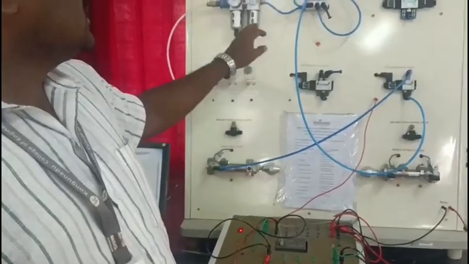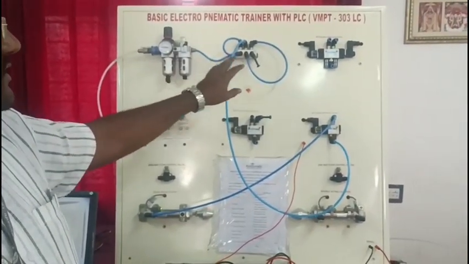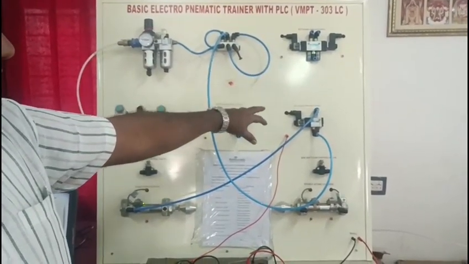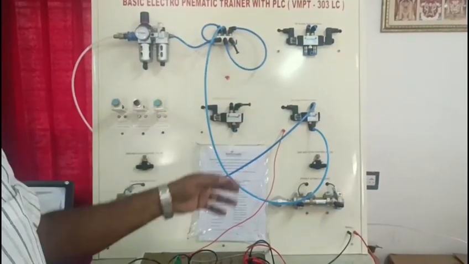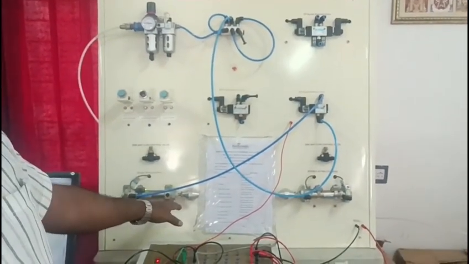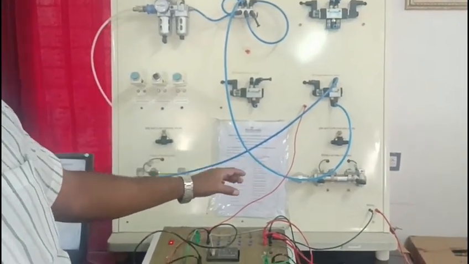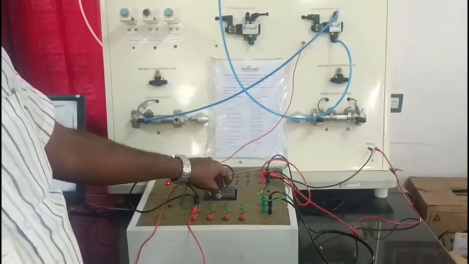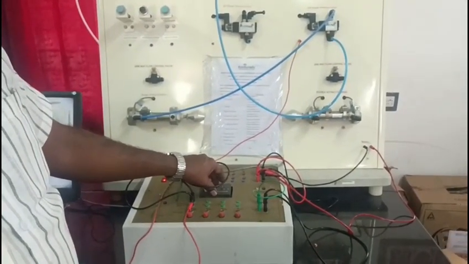Other apparatus in the circuit are the FRL unit, direction control valves, both 3x2 or 5x2, and then cylinders, single acting or double acting, and then the PLC. PLC means programmable logic controller.